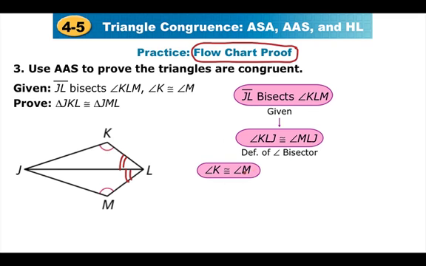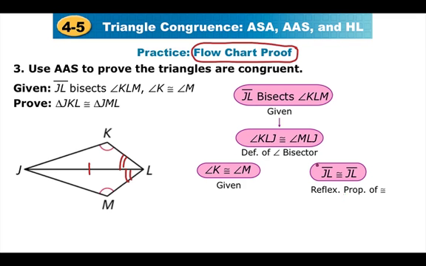Next, you're given that angle K is congruent to angle M, and notice that it's already highlighted, and this is what goes right below: given. Next, we have that JL is congruent to JL. Why? What's the reason? Because of the reflexive property.